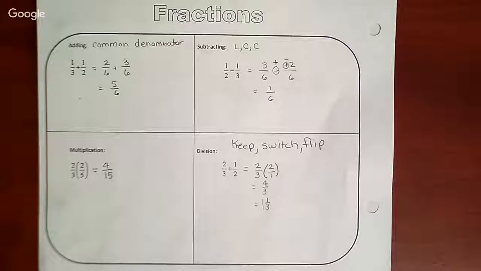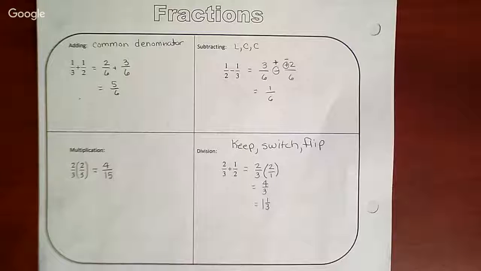Okay, so when you find your common denominator, you add and subtract as if it was an integer. The one thing I'm going to remind you is whatever you do to the bottom, you've got to do to the top when you're changing the denominators to their common denominators.